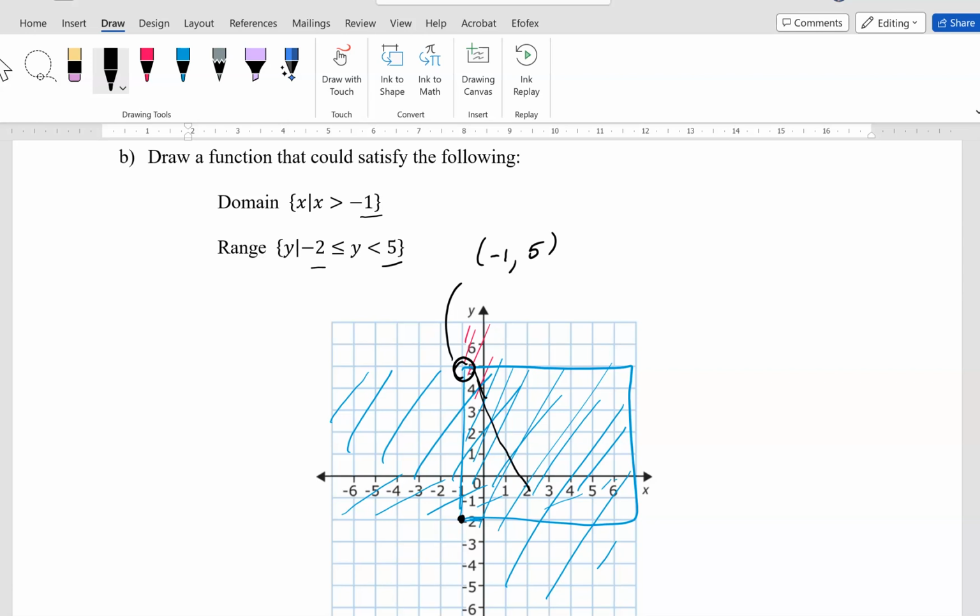So down here to minus 2 we can touch, and then that can just keep on. Well, it can't keep on going, can it? Oh well, you could stop it there.